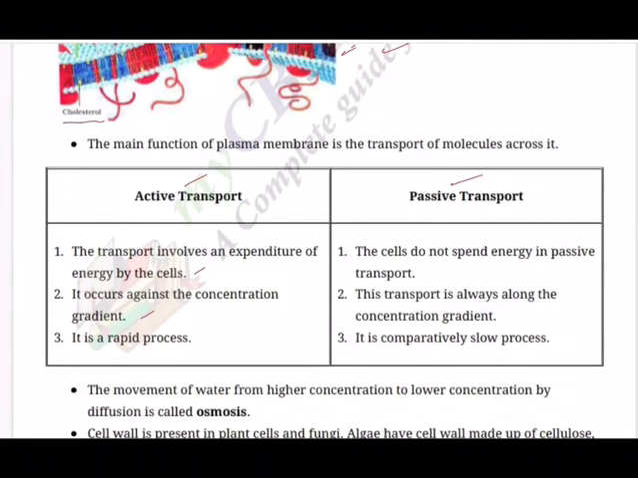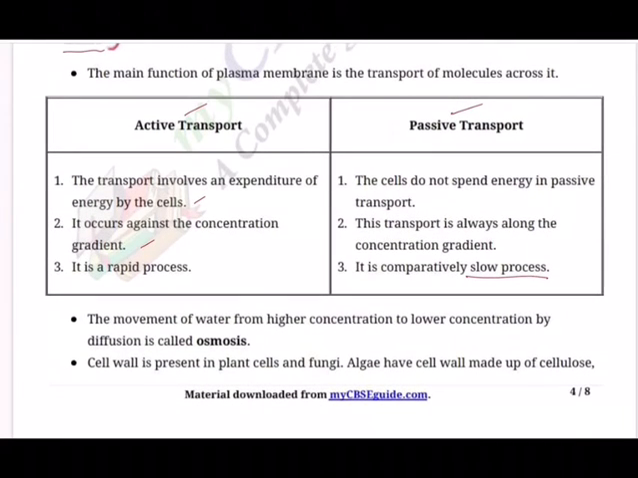Active transport occurs against the concentration gradient, and that is why ATP molecules are to be spent. Whereas in passive, the transport is always along the concentration gradient, so there is no need to spend extra energy. Active is a fast, rapid process, and passive is comparatively a slow process. The movement of water from higher concentration to lower concentration by diffusion is called osmosis.